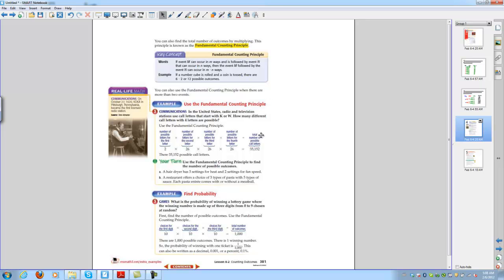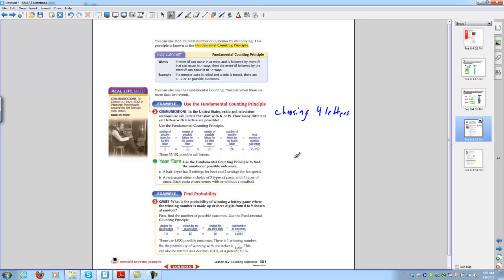So in this example, it says in the United States, radio and television stations use call letters that start with K or W. How many different call letters with 4 letters are possible? So you've got 4 different events. You're choosing 4 different letters. That's kind of important. So we're choosing 4 letters. On the first one, it's restricting us to either K or W. So there's only 2 choices for the first one. But then after that, you can have any of the 26. So there's 26 for the second, 26 for the third, 26 for the fourth.